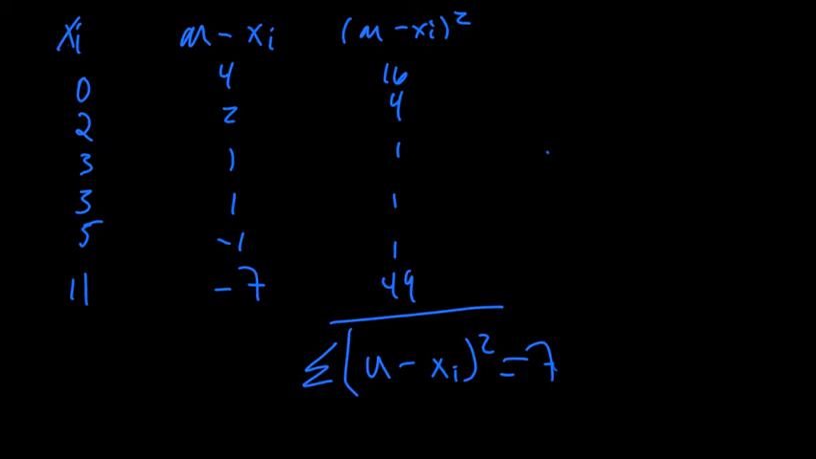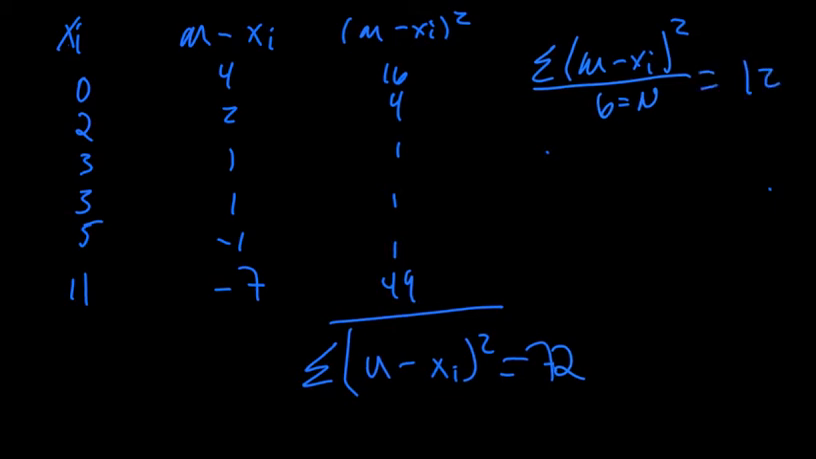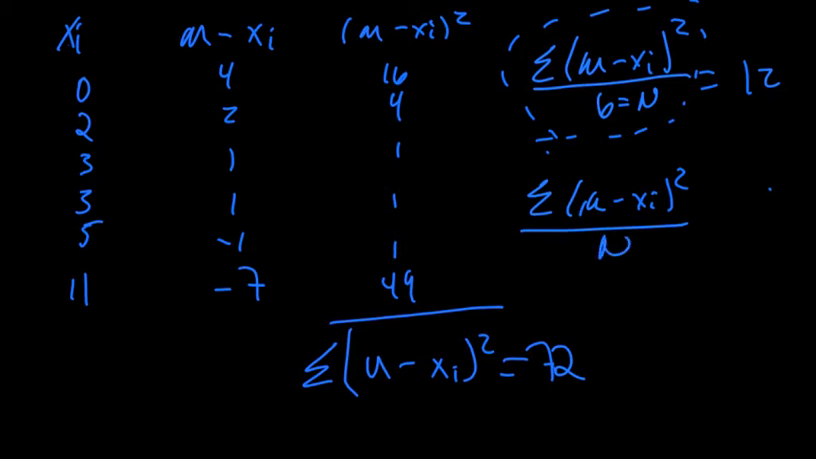Then what we did was we divided that by the number of elements. So what we had was the sum of mu minus xi squared all over 6, but in this case, 6. I'm going to write 6 is equal to capital N, just for reference. And that came out to be 12. This right here, this guy, that is the definition of population variance.